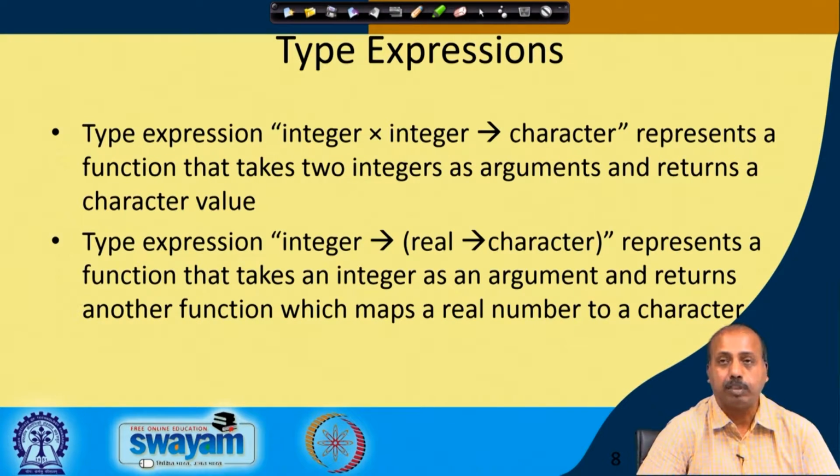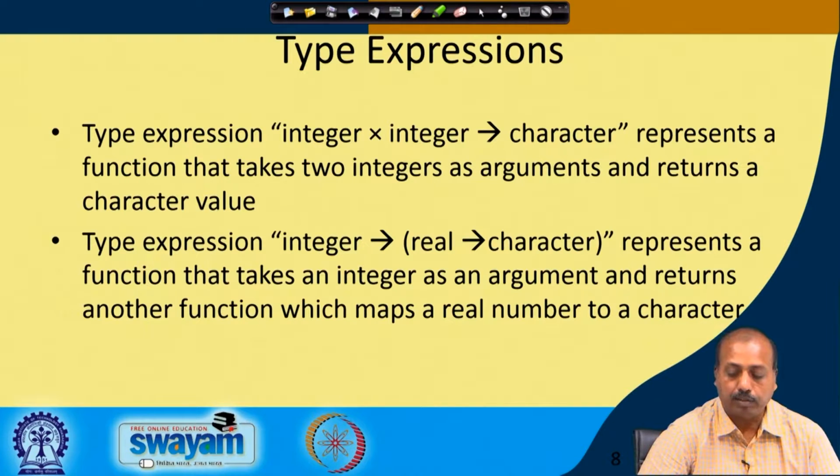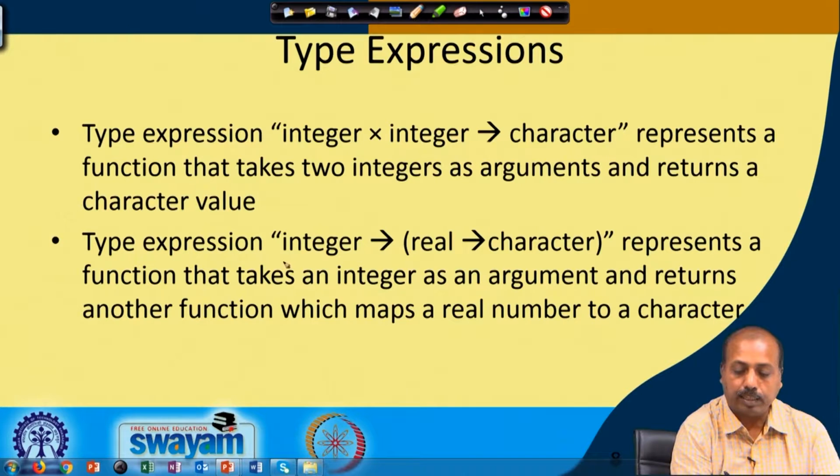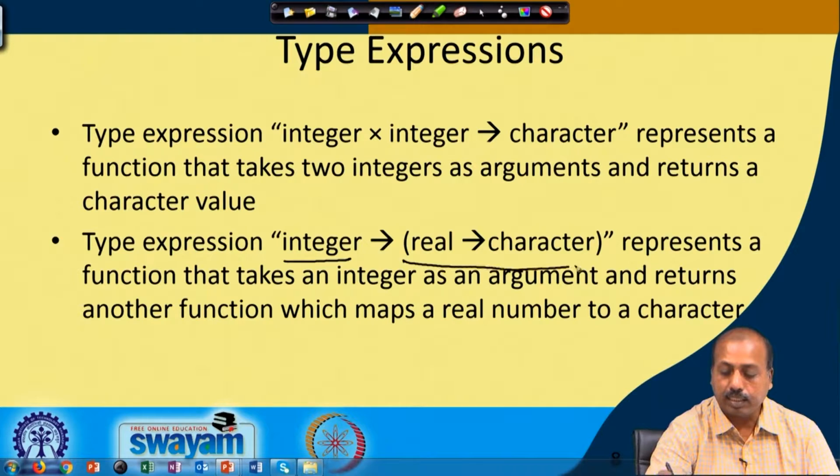So, many programming languages support this type of construct, where a function can return not only some basic value or these derived types, but it can also return another function as the return value. So, that function will be called based on that. So, this integer to real to character. This function takes an integer value as an argument, and as a return type it returns this real to character type.